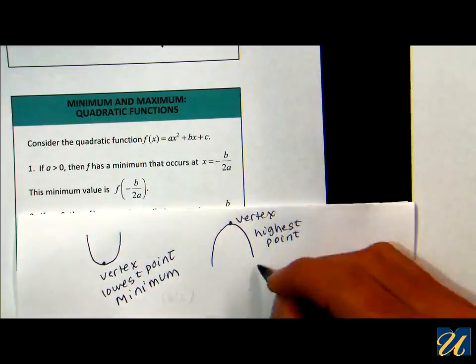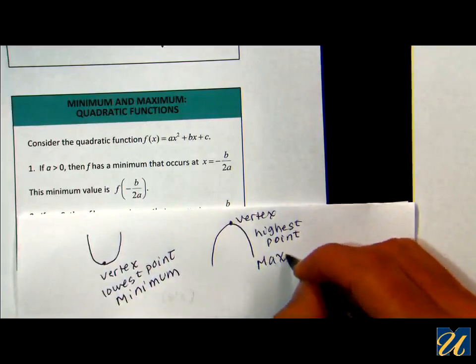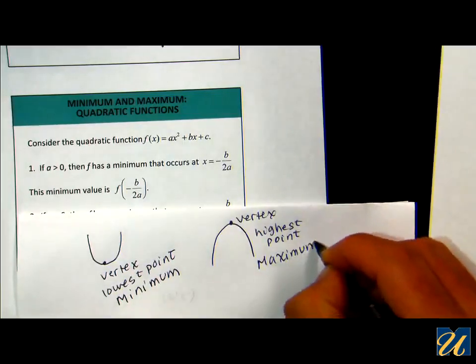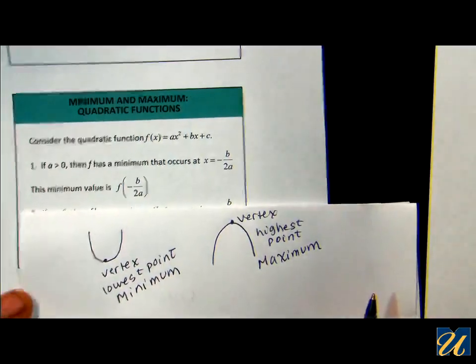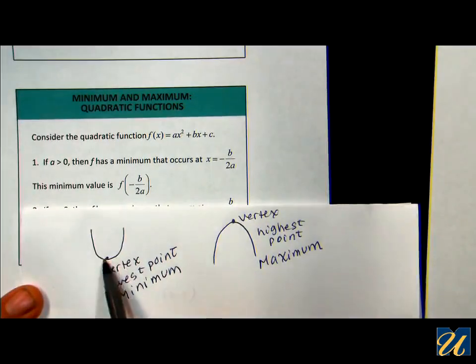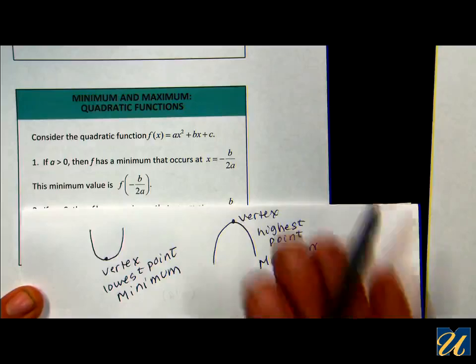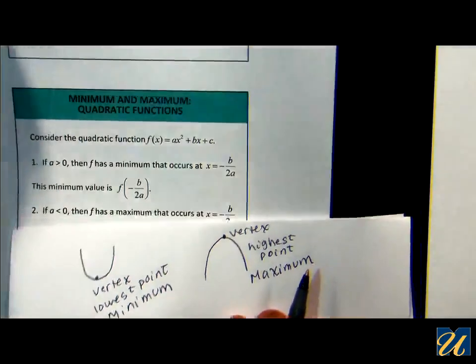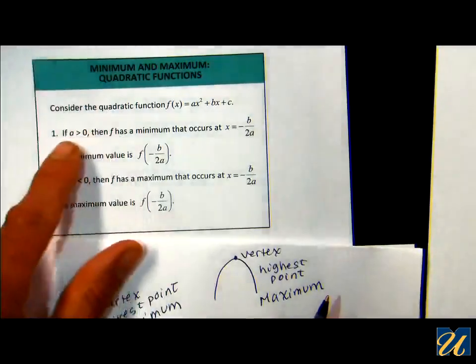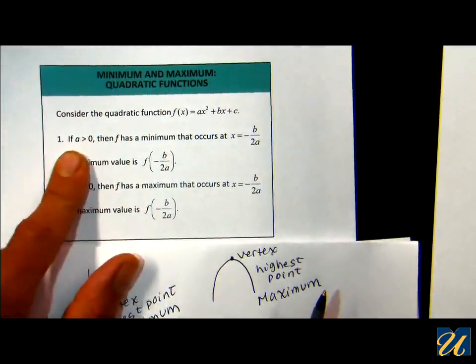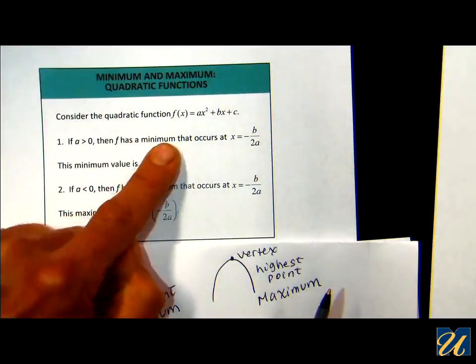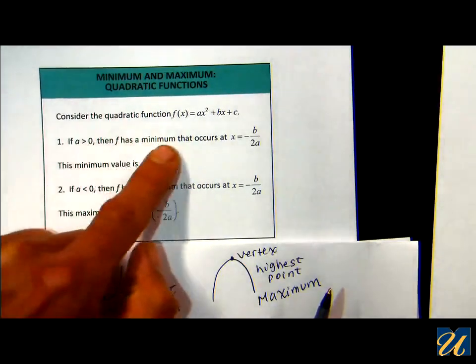And we have a mathematical word for that called maximum. So every parabola will either have a minimum or a maximum, and that is governed by the value of A. So that's what it's saying right here on the slide. If the A value is positive, then you have a minimum.